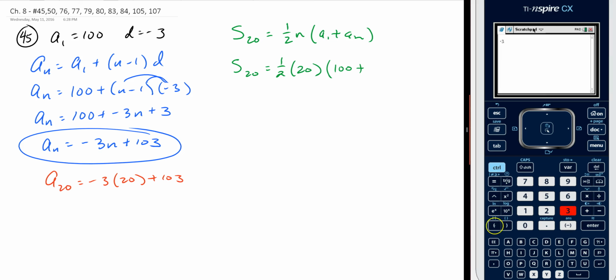So a20 is equal to negative 3 times 20 plus 103. Negative 3 times 20 plus 103 is going to give me 43. So last thing we have to do is add everything together. So 1/2 times 20 times 100 plus 43, and we are going to get 1430.